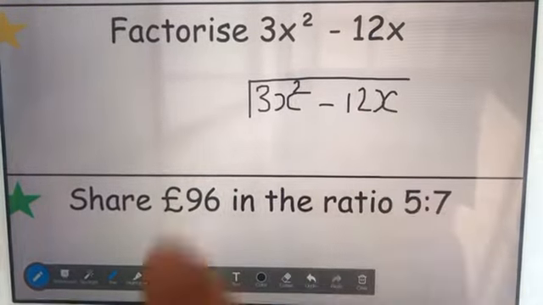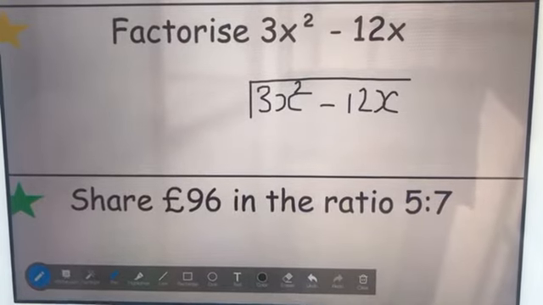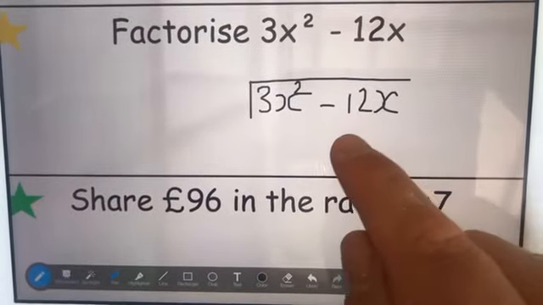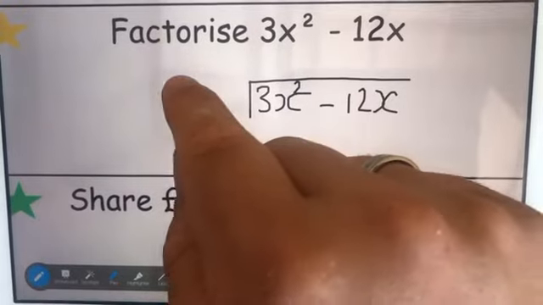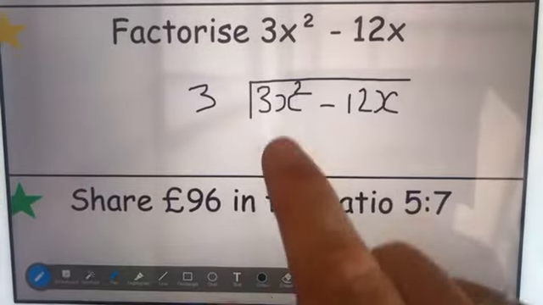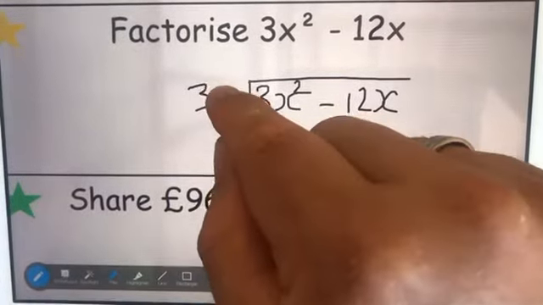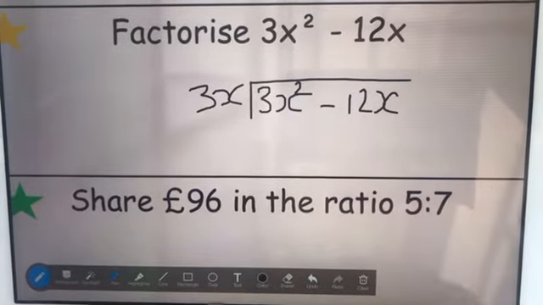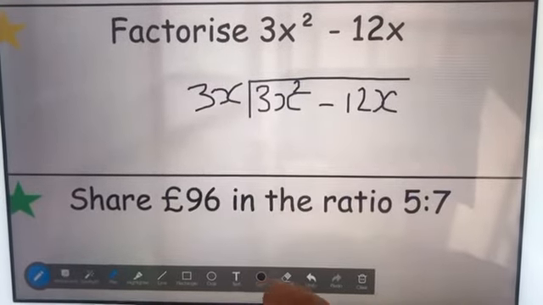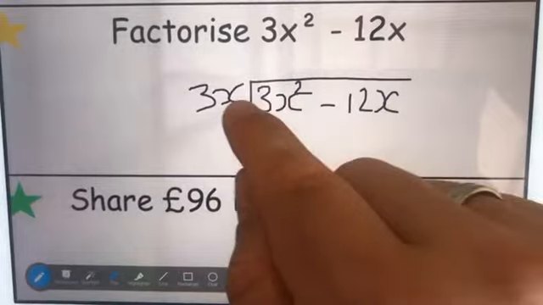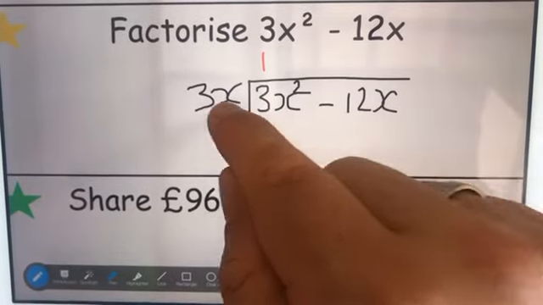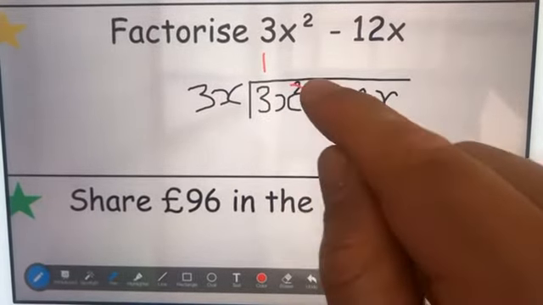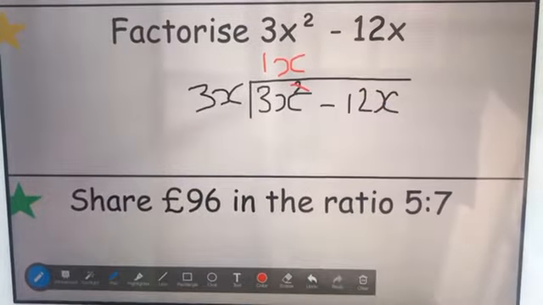Now I've got to work out what number goes on the outside. There's a number in both 3 and 12. The biggest thing that goes into 3 and 12 is 3, so 3 can come out the front. And there's an x squared and an x, so I can also bring an x out the front as well. Once I'm there, I'm just going to divide stuff. So 3 divided by 3 is just 1. X squared divided by x, one of these x's cancels out, leaving me with 1x on top.